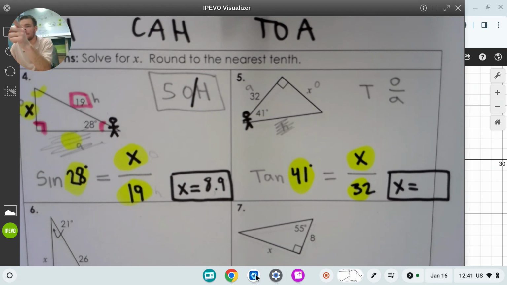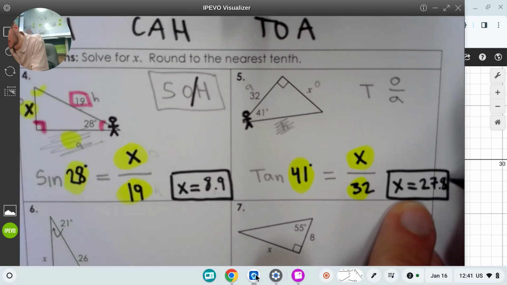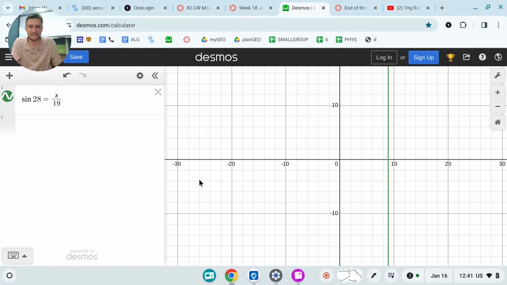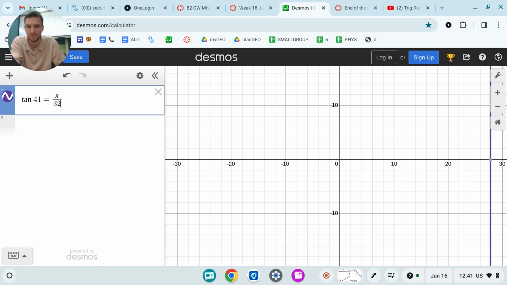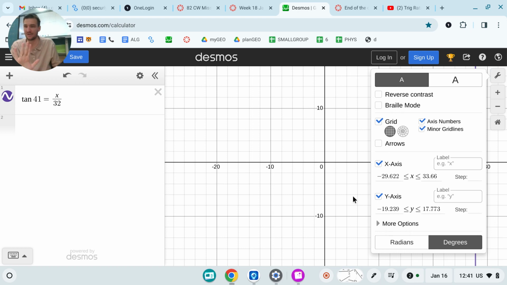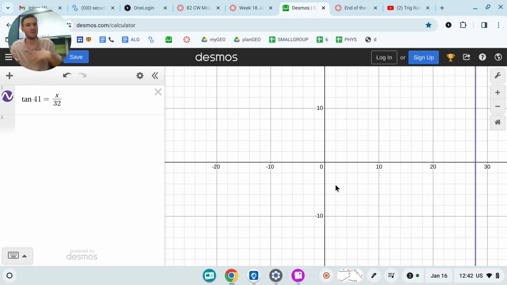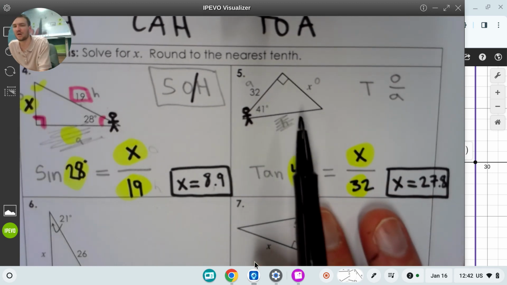What'd you get? 27.8. Does that sound good? All right, let's see. Just to double check, tangent 41 equals x divided by 32. You shouldn't have to mess with the degree thing. It's going to stay in degrees until we close Desmos and open it back up. And I can see 27.8. That looks perfect.